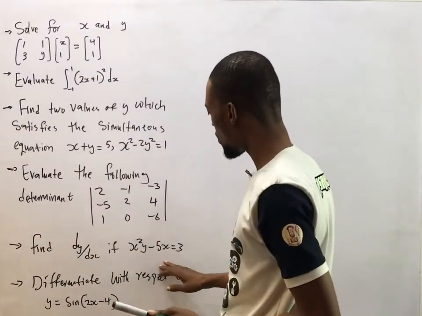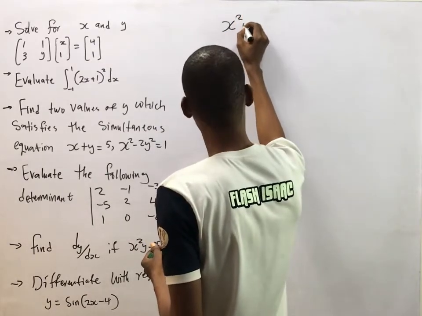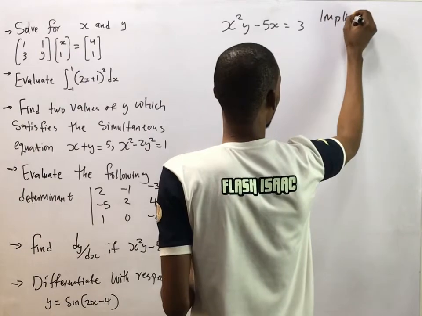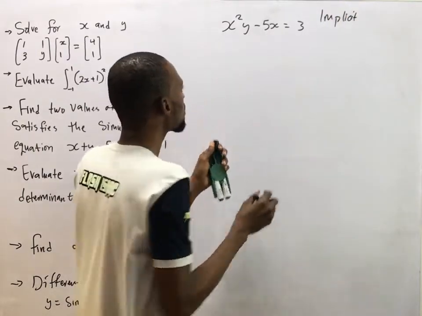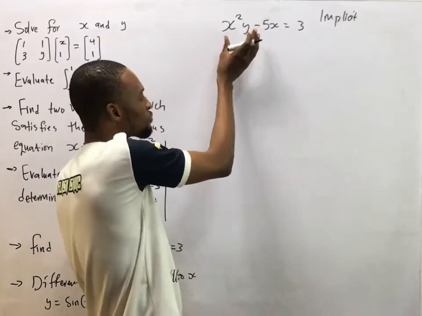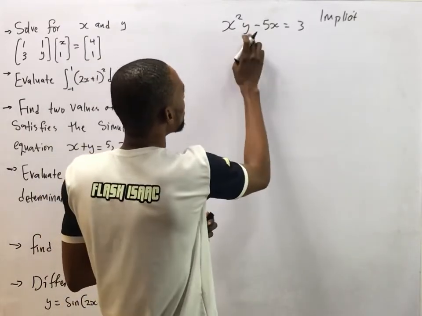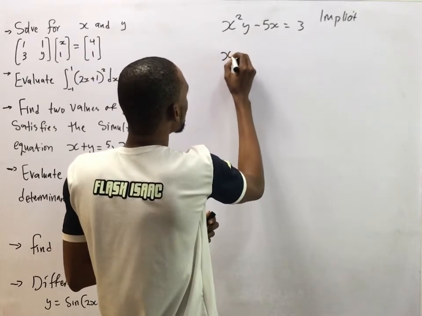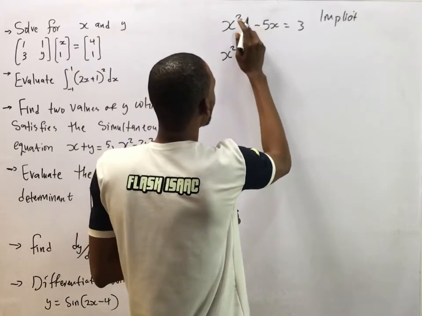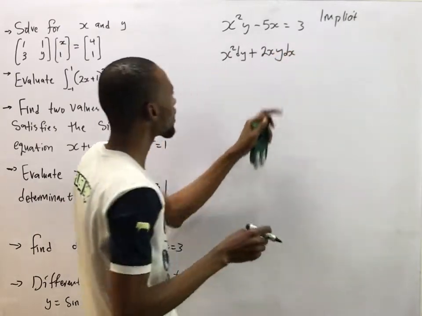Find dy ds if s squared y minus 5s is equals 3. So this is an implicit function. So in implicit function, we differentiate this as products and differentiate with respect to s and with respect to y. So which implies that if you are differentiating this y, you have s squared dy. When you differentiate this, you get dy plus differentiate s, you have 2s, then y is remaining ds.